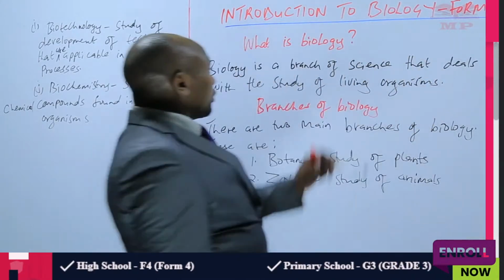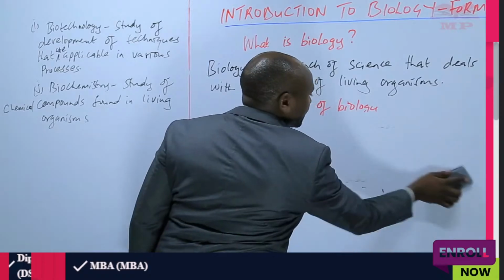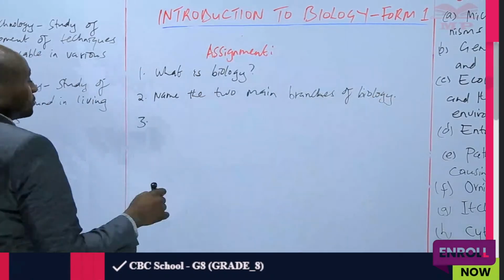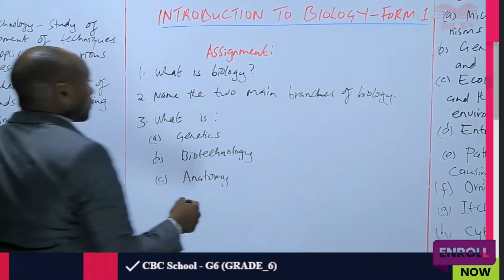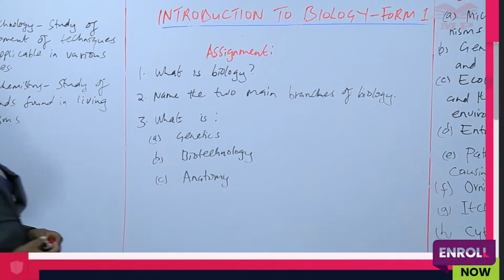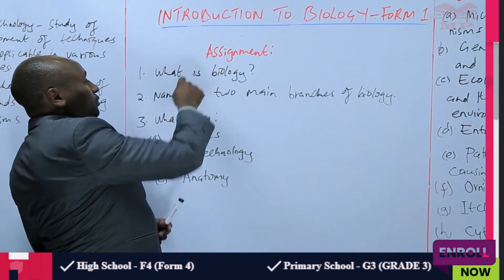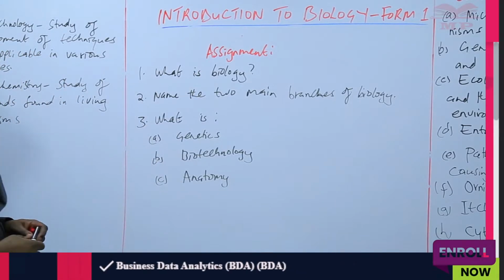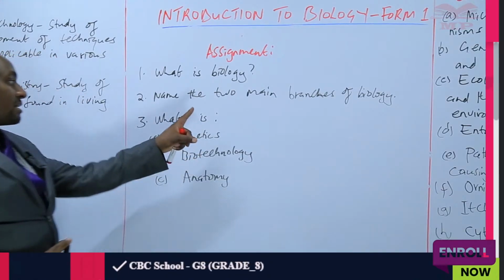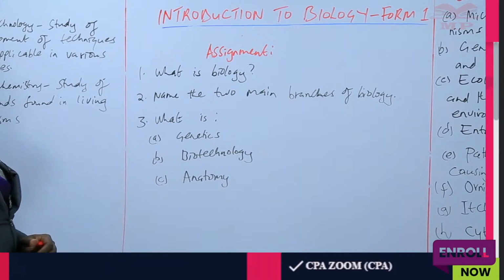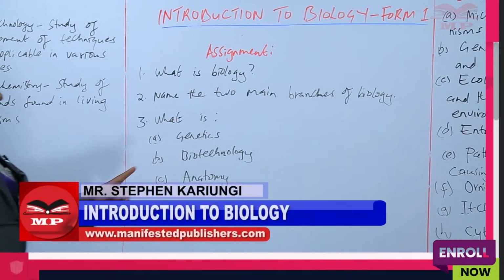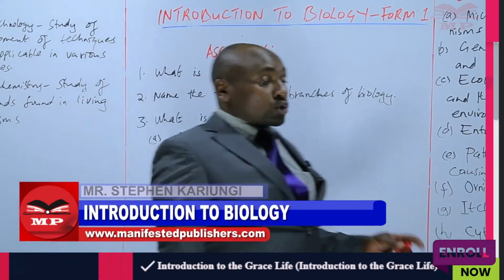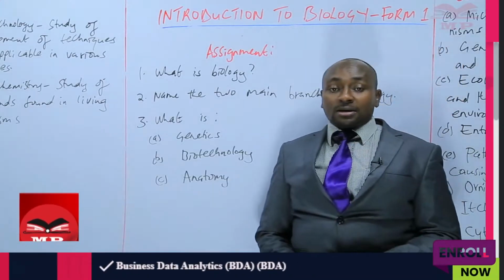So we are going to have a short assignment on this. So the first question, what is biology? You'll get that from what we have covered today. Name the two main branches of biology, that is the main ones. What is genetics? B, biotechnology, and C, anatomy. So we are going to stop there for today. We'll continue from there next time.